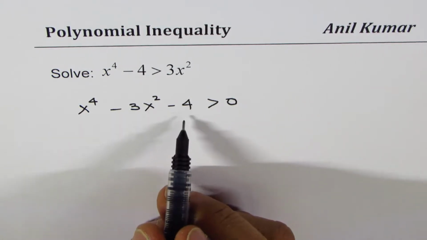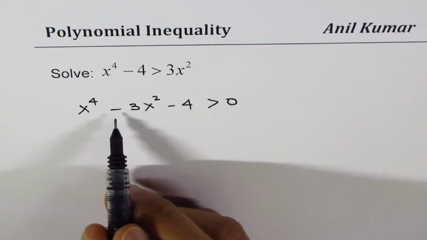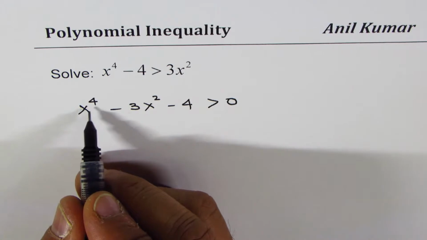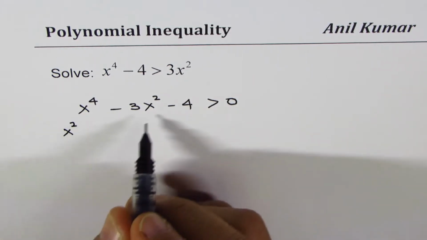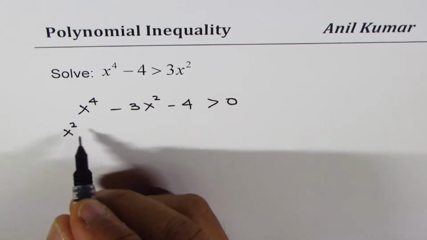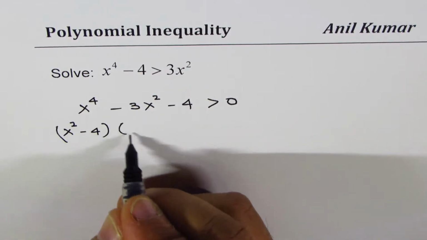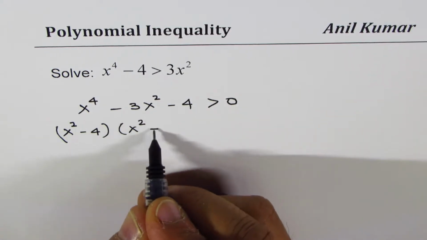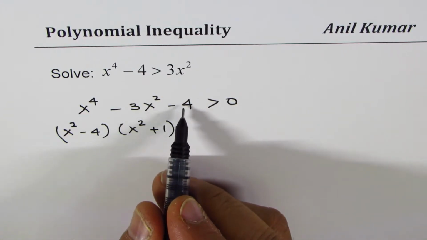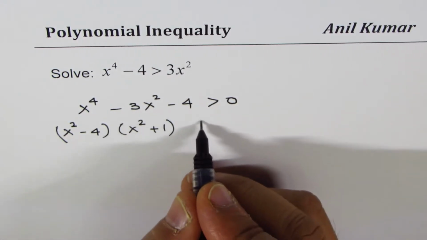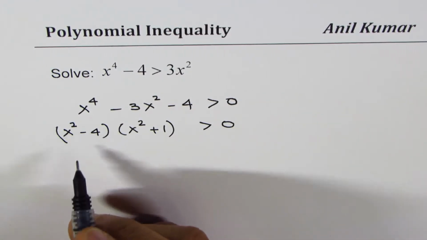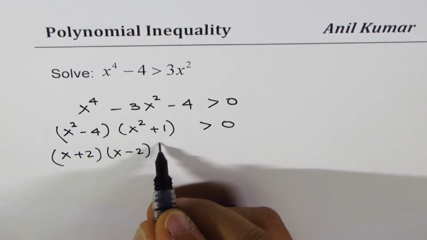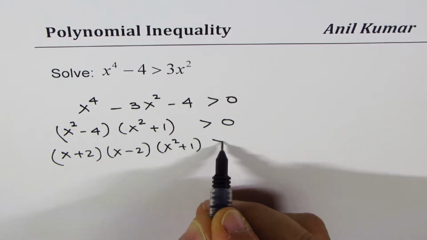Now this can be factored. We're looking for a product of minus 4 and a sum of minus 3. So think of it like a quadratic equation in x squared. It could be written as x squared, and we are talking about minus 4 and 1: x squared minus 4 times x squared. Now since we need minus 3, it has to be plus 1, right? And when you multiply these two, you get minus 4. So it is not minus 1, it is plus 1, greater than 0, right? Now this can be factored as x plus 2 times x minus 2 times x squared plus 1 greater than 0.